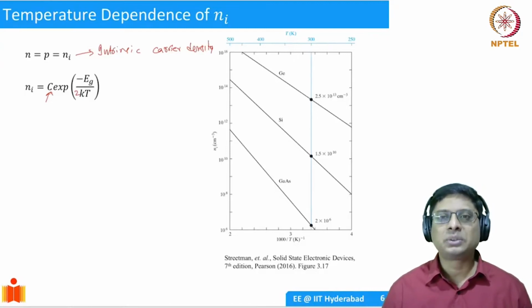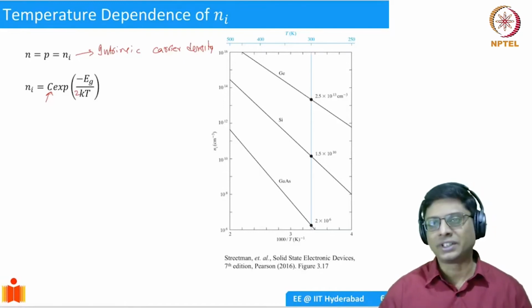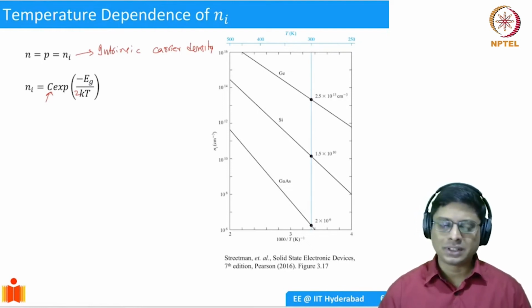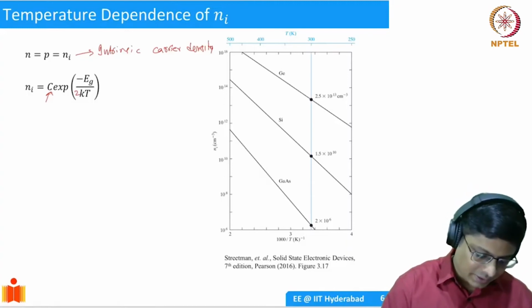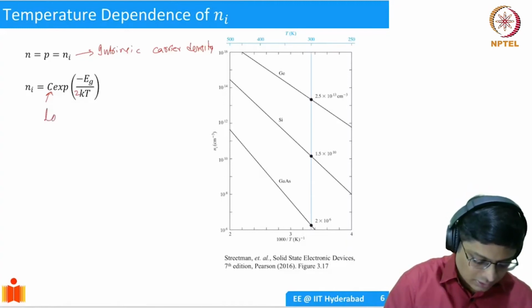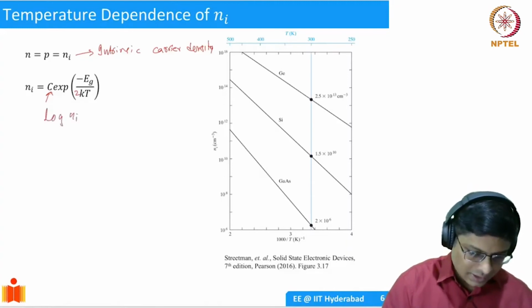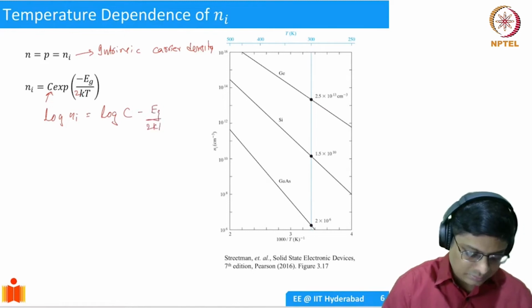The way to do that would be to take a piece of silicon and then measure the conductivity or resistivity. Through that, you can estimate the density of the carriers and the band gap. One of the ways to do that is to take a logarithm of Ni, log Ni, and that will turn out to be log of this constant, whatever that is, minus Eg by 2kT.